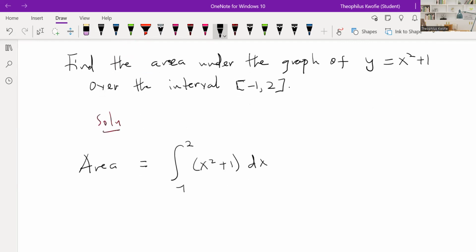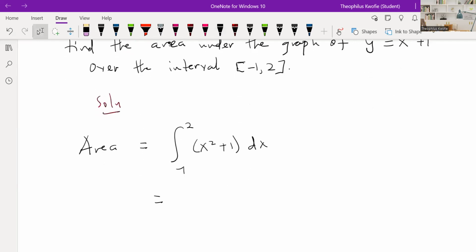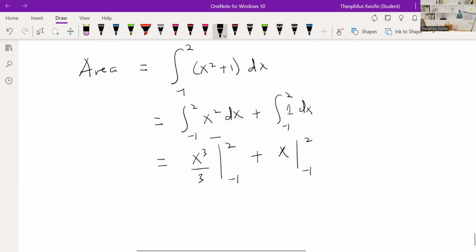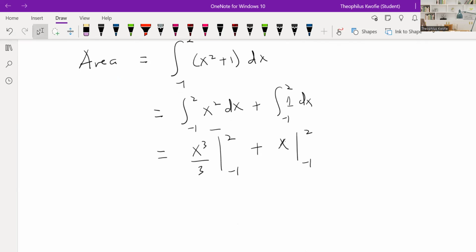Is that okay? And what do we get? By applying the linearity principle, we have something beautiful as this. Is that okay? And when we integrate this, what do we get? We have x to the power 3 on 3, then we evaluate it at the endpoints, okay? When you integrate 1, what do we get? We get x, then we evaluate it at the endpoints, okay? Is everybody okay with this one?